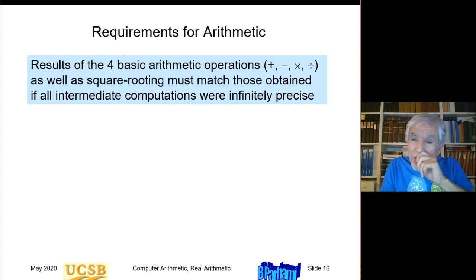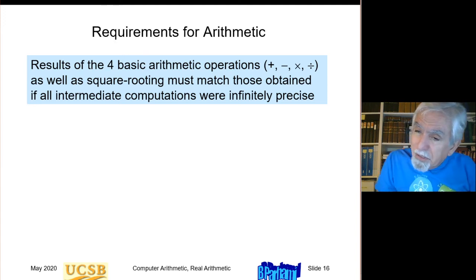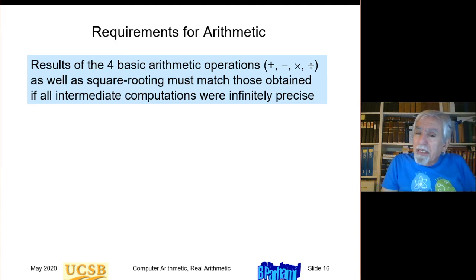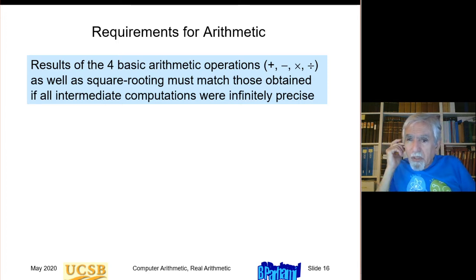As part of the decimal standard, the standard not only defines the representation format, but also expectations or requirements for arithmetic. It says that the results of the 4 basic arithmetic operations, add, subtract, multiply, divide, as well as square rooting, which is now considered a basic arithmetic operation, must match those obtained if all intermediate computations were infinitely precise.